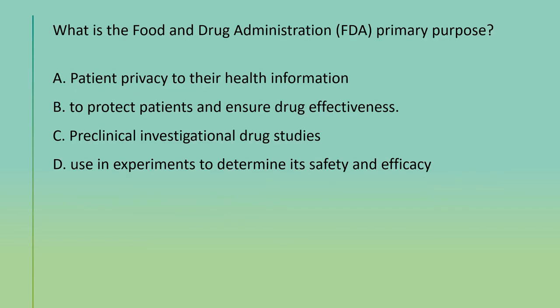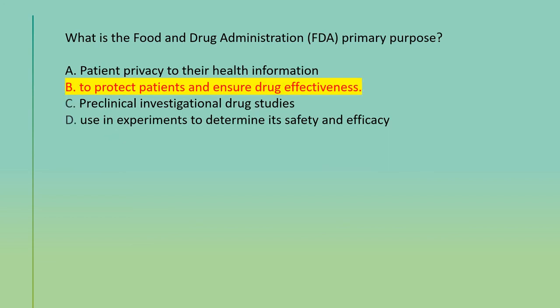What is the Food and Drug Administration, FDA, primary purpose? A. Patient privacy to their health information. B. To protect patients and ensure drug effectiveness. C. Preclinical investigational drug studies. D. Use in experiments to determine its safety and efficacy. Answer B. To protect patients and ensure drug effectiveness.